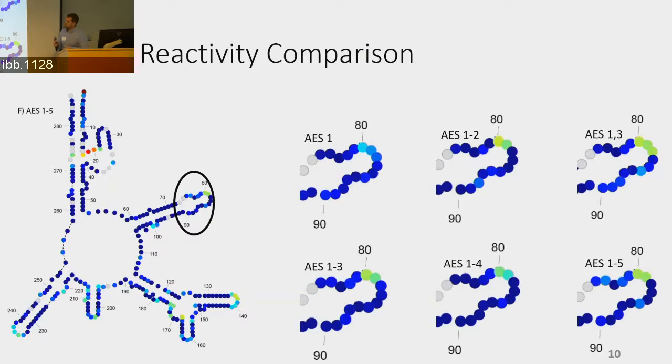This may look like a jumble of circles and colors, but the idea is that this is the secondary structure of AES 1 through 5, and essentially what we've done is we've made each nucleotide a little circle, and each circle has a color associated with it, and that color denotes a SHAPE reactivity.